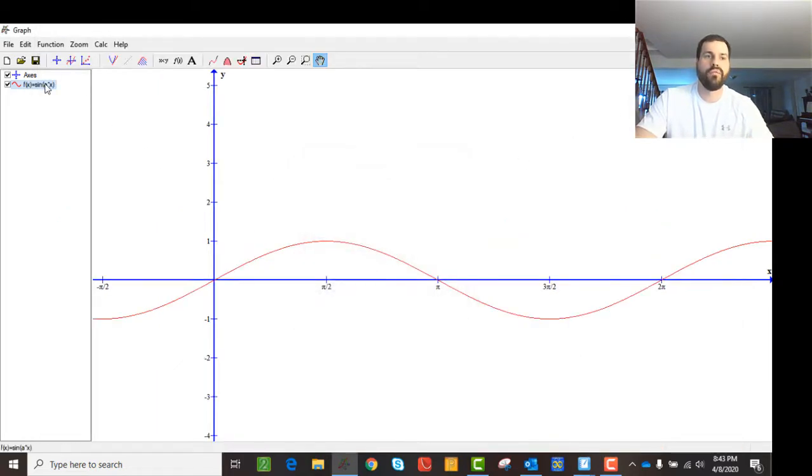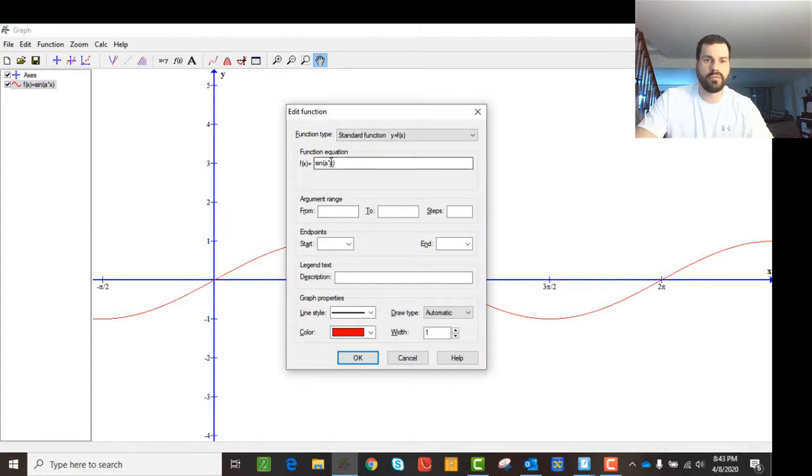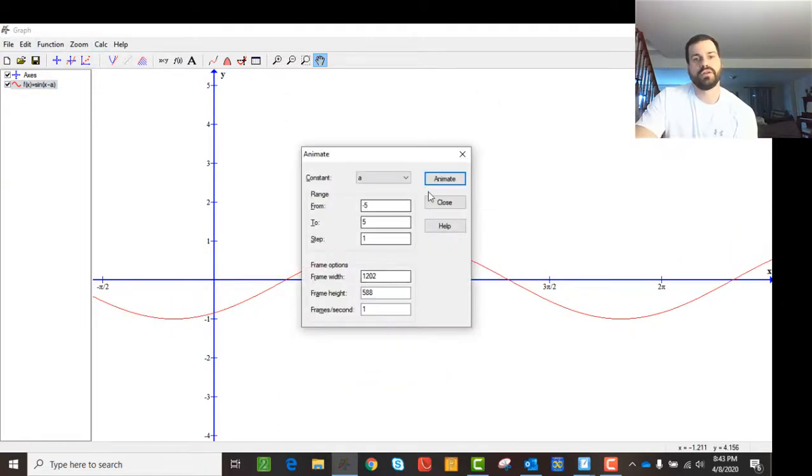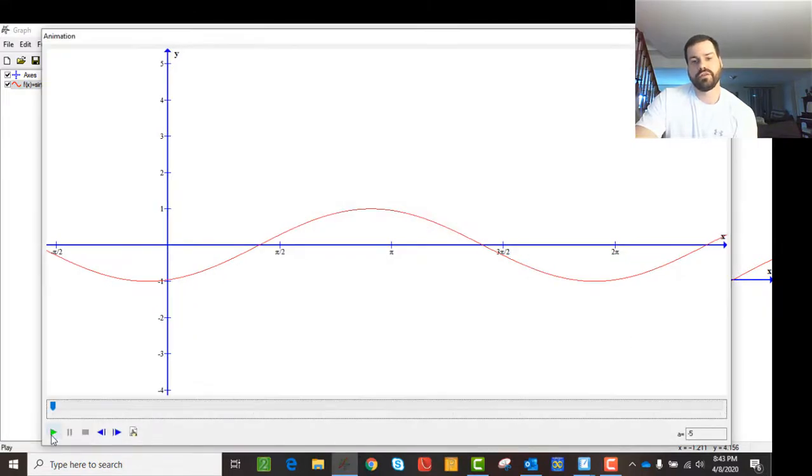Then we want to know what h does to the graph. So I'm going to change this and put it in as x minus a. All right? So we're going to, again, just ask it to animate, and I just want you to watch. It's going to start at -5, and it's going to go to 5.